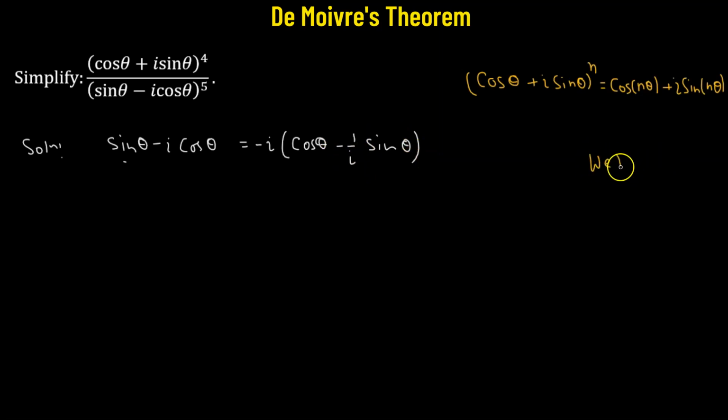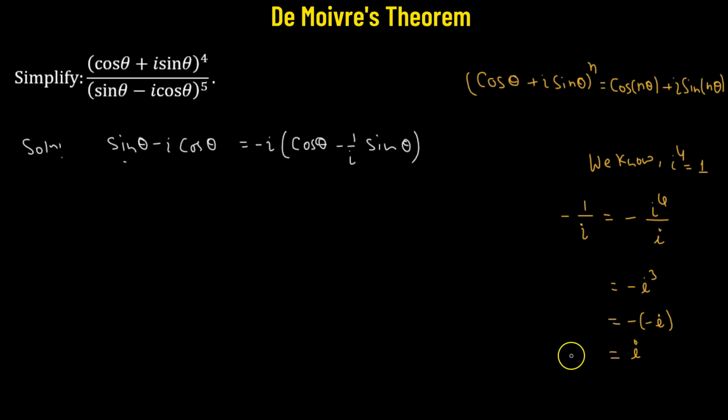We know that whenever we have i raised to the power of 4, this value is equal to 1. So negative 1 over iota can also be expressed as negative, in place of 1, i raised to the power of 4, all divided by iota, which is equal to negative i cubed. Now iota cube is negative iota, so the final value is iota. We can say that negative 1 over iota is equivalent to iota. Now our expression becomes negative iota multiplied by (cosine theta plus iota times sine theta).